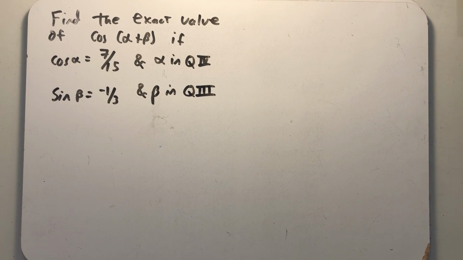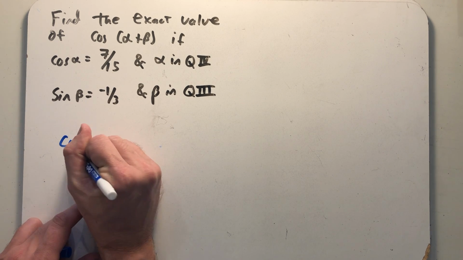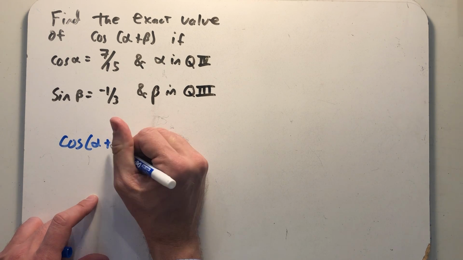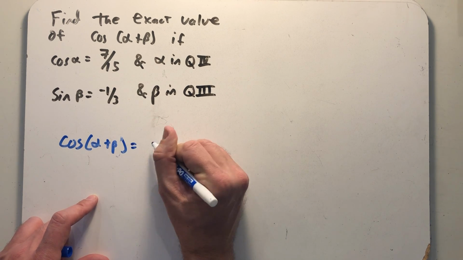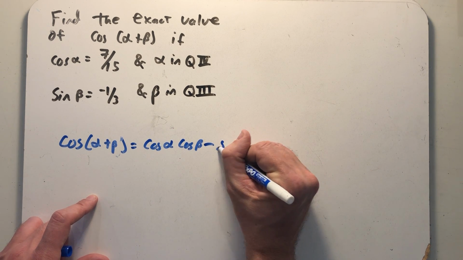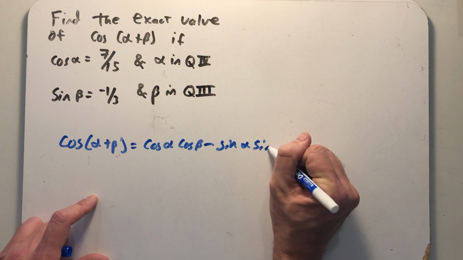Find the exact value of cosine of alpha plus beta if the cosine of alpha is 7/15 and alpha is in quadrant number 4, and the sine of beta is minus 1/3 with beta being in quadrant 3. Well, we're asked to find the exact value of cosine of alpha plus beta. So we're going to think about using our sum formula for cosine: cosine alpha, cosine beta, minus the sine of alpha, sine beta.